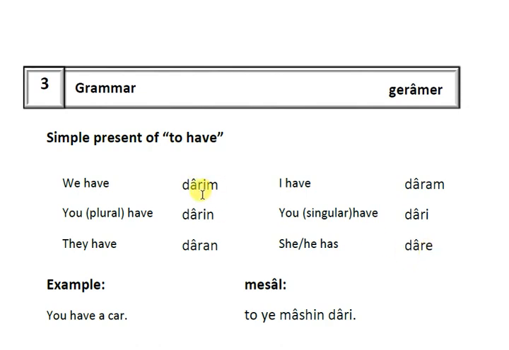داریم. دارین is for plural. دارن, they have. مثال, example. تو means you, one person. ماشین means car, vehicle. ماشین داری means you have a car. So you see that we put the verb at the end of the sentence.